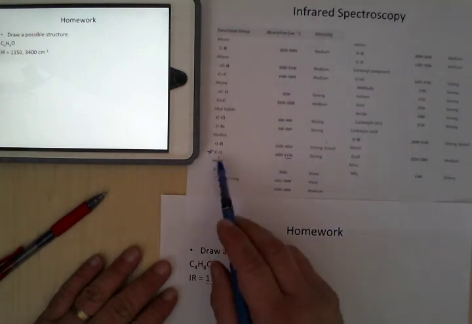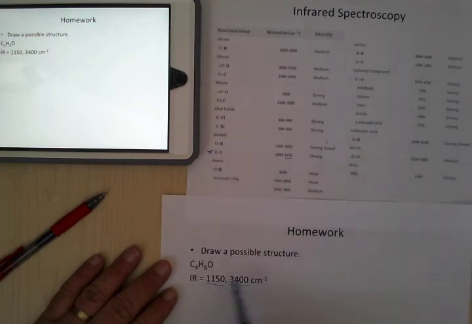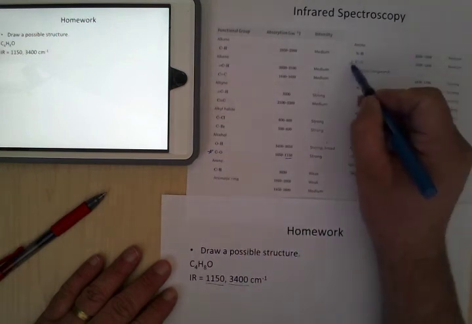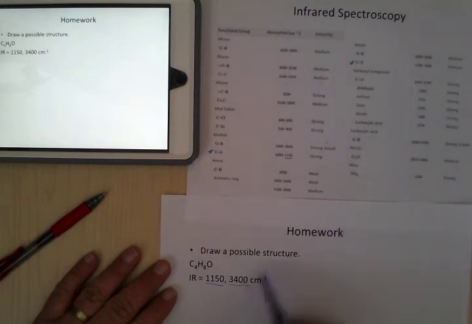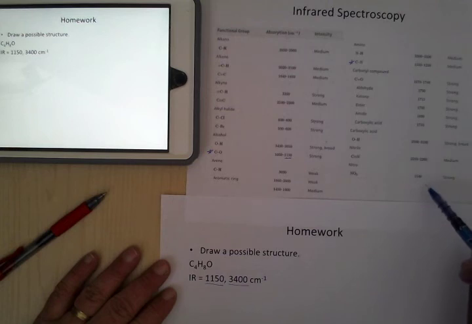Okay, so it could be a C=O peak, right? Or a C=O stretch, right? It could also be a C≡N, right? So if you just look at the numbers, it could be in there. And nothing else makes what's in there.